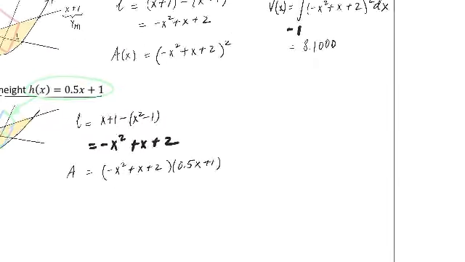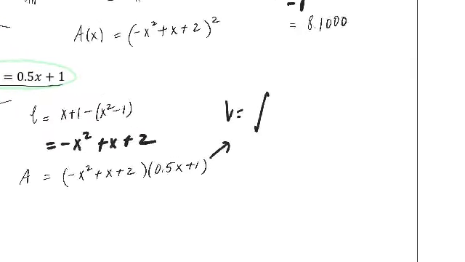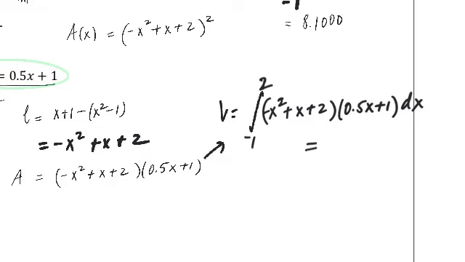So I will take this equation and put it into my volume integral, V is equal to the integral from negative 1 to 2 of negative x squared plus x plus 2 times 0.5x plus 1 dx. And the answer here is going to come out to be 5.625.